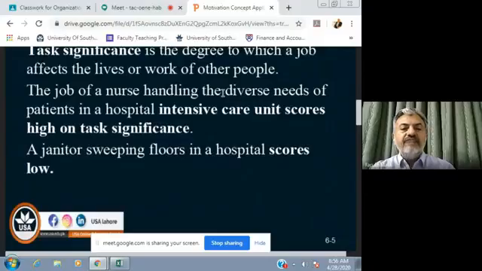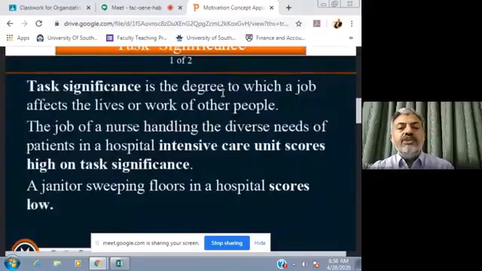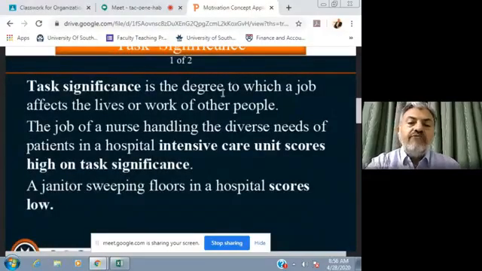And that's why this ranks high on task significance. The significance of the task is high. Why? Because it is the degree to which the job affects the lives or work of other people.